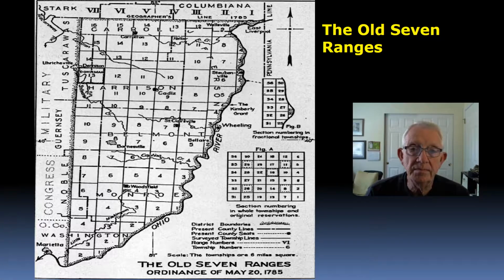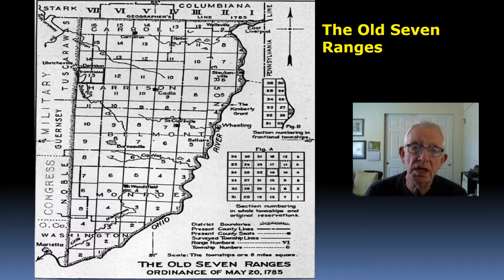What you're looking at is the plat of the original surveys of the Public Land Survey System. You'll notice that on the east side, you see the Pennsylvania line. That's the west boundary of Pennsylvania, where it intersects with the north shore of the Ohio River. That's where the survey started. Then they went west for 7 ranges.